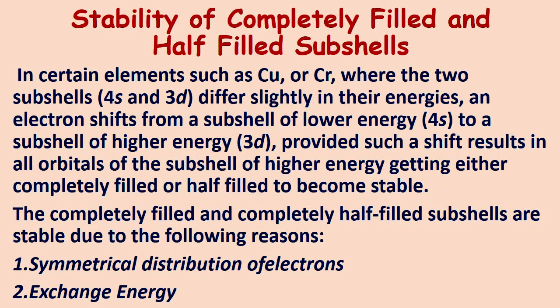Stability of completely filled and half-filled subshells. In certain elements such as copper or chromium, where the two subshells 4s and 3d differ slightly in their energies, an electron shifts from a subshell of lower energy, 4s, to a subshell of higher energy, 3d, provided such a shift results in all orbitals of the subshell of higher energy getting either completely filled or half filled to become stable. The completely filled and completely half-filled subshells are stable due to the following reasons: symmetrical distribution of electrons and exchange energy.